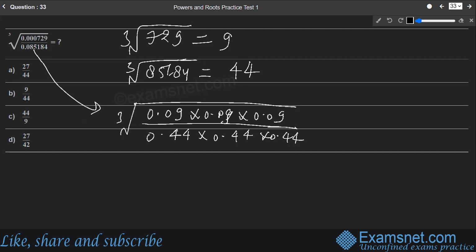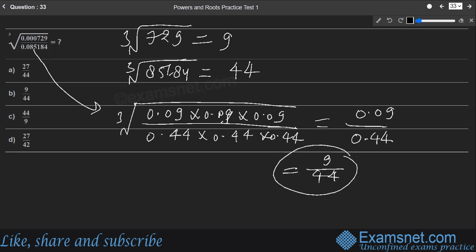So clearly, if it is a cube root, so only 9 will come in place. So it can be written as 0.09 divided by 0.44. And if we cut down this number, so clearly the number is becoming 9 by 44. And that is going to be the right answer, which is available in option number B, 9 by 44.